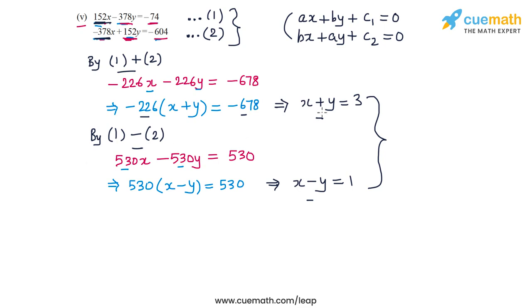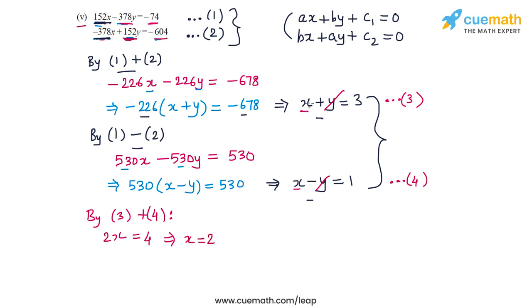Now all we need to do is solve this modified pair. So let's call this equation 3 and let's call this equation 4. If I add these two equations, so if I do 3 plus 4, what do I get? On the LHS, I get x plus x, 2x, and the y terms cancel out. And on the RHS, I get 3 plus 1, or 4, which gives me x is equal to 2. And now using x equal to 2 in equation 3, I get 2 plus y equal to 3, and this means that y is equal to 1.